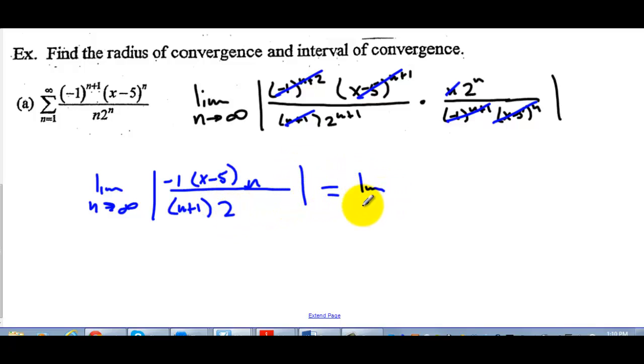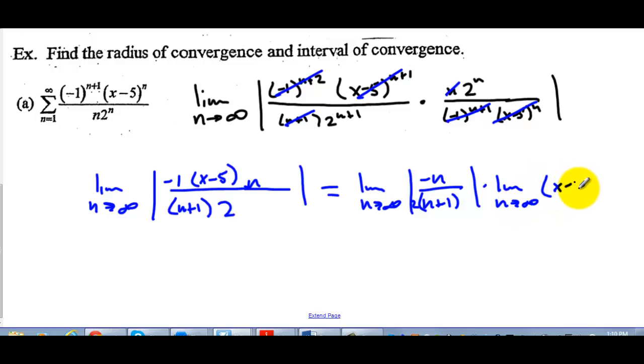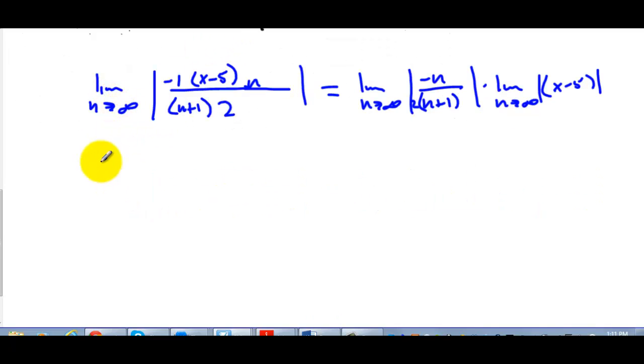That's equal to the limit as n approaches infinity of negative n over n plus 1. And we could probably put the 2 down here with this. So we have a 2 times the limit as n approaches infinity of x minus 5, and we have the absolute value of that also. Now we can write the limit as n approaches infinity of the absolute value of negative 1/2 times (x minus 5).